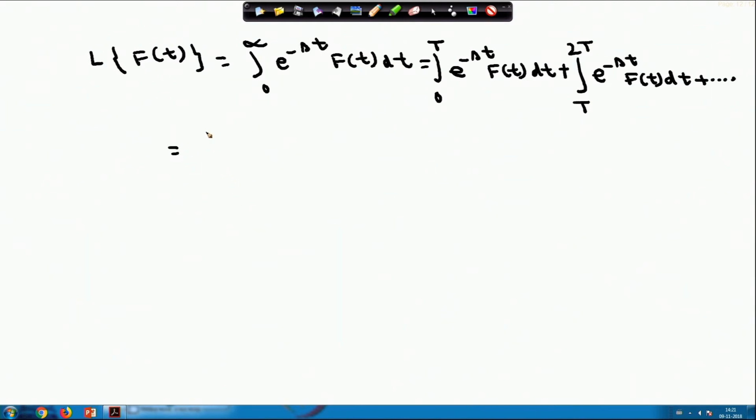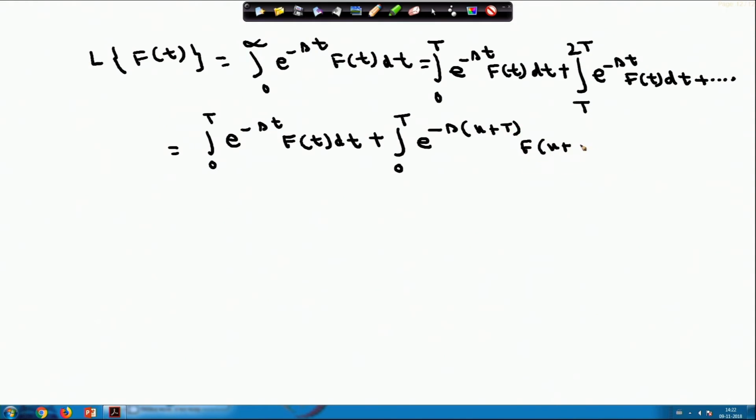Now, this equals: the first one remains unchanged, the integral from 0 to T of e^(-st) f(t) dt, plus for the second integral, from T to 2T, I can change the variable. I am making a substitution, capital T plus u equals small t, so that u plus capital T equals small t. At t equals T, u will be 0, and at t equals 2T, u will be equal to T.